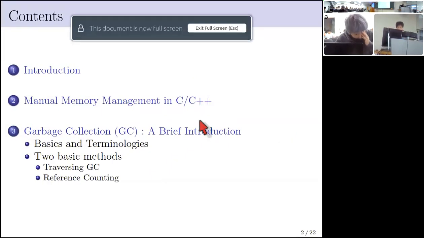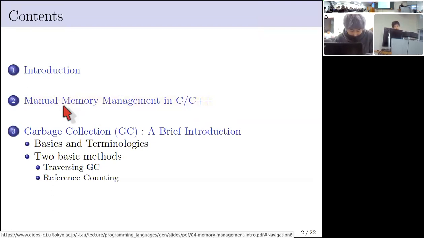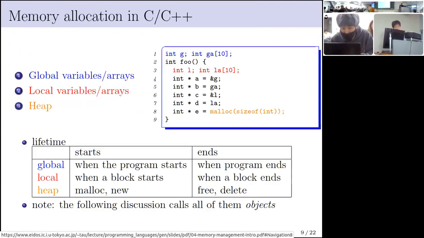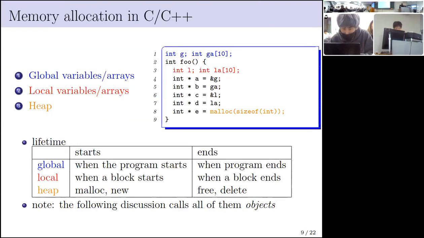Okay, so from this slide, I'm going to start talking about memory management in C++, or what could go wrong with manual memory management. This is a quick review of how memory is allocated or managed in C or C++. You can actually have 3 different kinds of memory depending on their so-called lifetimes, the period in which these values behave in the way they are supposed to.